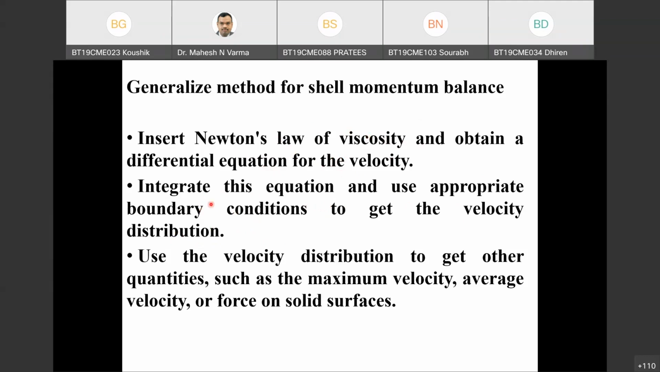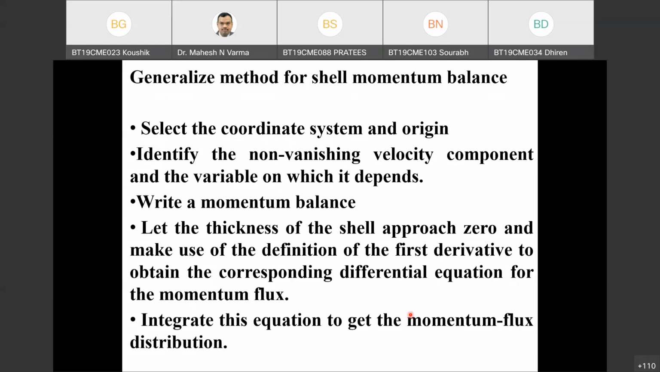Once you have the velocity distribution, you can do a lot of design calculations in momentum transfer. You can use this velocity distribution to get other important quantities such as maximum velocity, average velocity, drag force on a surface, mass flow rate, and volumetric flow rate. This is the generalized method for shell balance we are going to adopt, and it is useful for momentum transfer, mass transfer, and heat transfer.